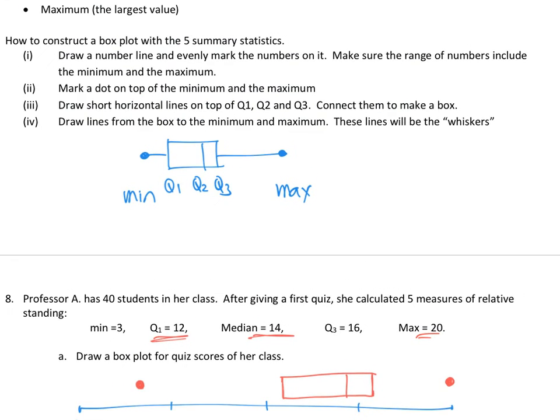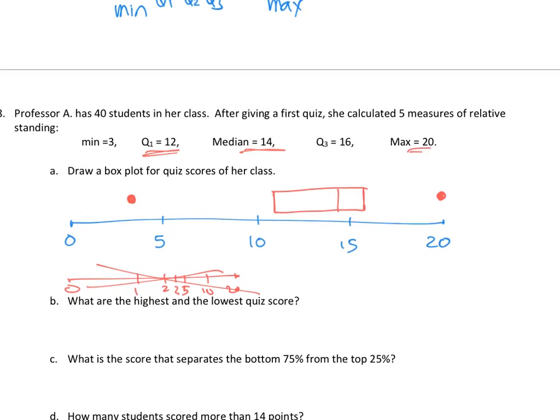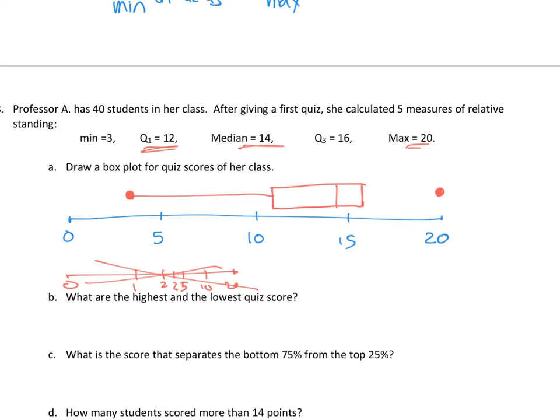Okay, and then the last step is to draw lines from the box to the minimum and the maximum. These are the whiskers. Okay, my last step. So just go connect them. So this is my box plot. Notice that this part is longer than this part because that's how things are distributed. So 25% of the, what is this, test scores? Quiz grades, are from 3 to 12, and then 25% of the class did between 12 and 14, and so on and so forth, right?